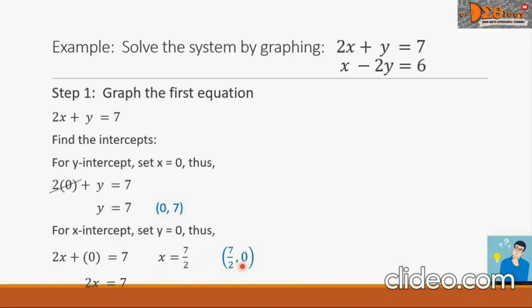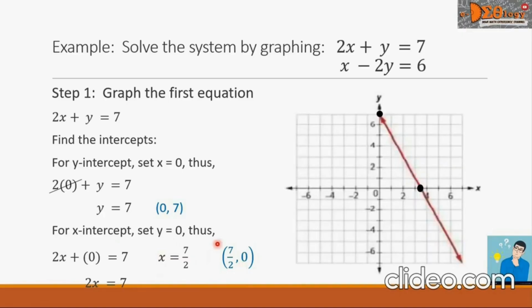Now, let us draw the line. Let us plot the intercepts. The x-intercept is the point where the line touches the x-axis. So this point 7 over 2, 0 is this point. While the point 0, 7 is the y-intercept, the point where the line touches the y-axis, and this is the point. And then let us connect these 2 points by a line. So this line here is the graph of the first equation.